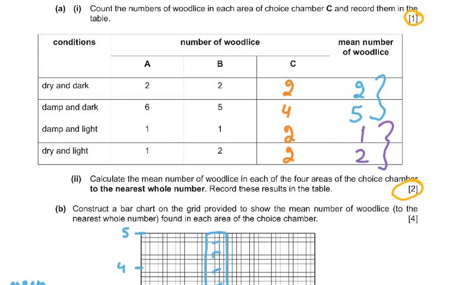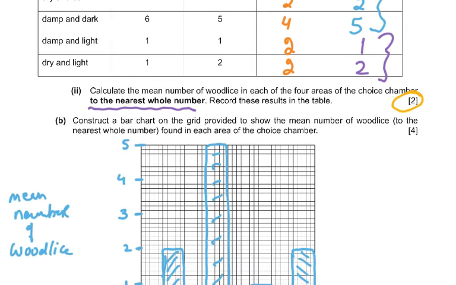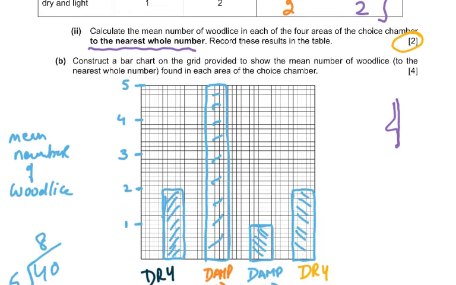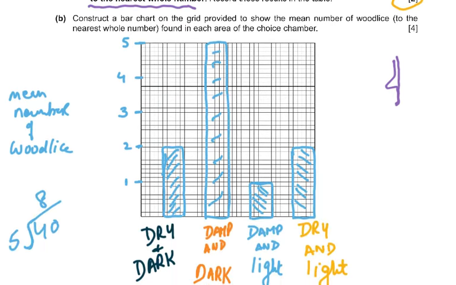So record these results in the table. And nearest whole number was something which you had to realize, you couldn't have written it in fraction because woodlice could not be in fraction. Then construct a bar chart to show the mean number of woodlice, to the nearest whole number, found in each area of the choice chamber.